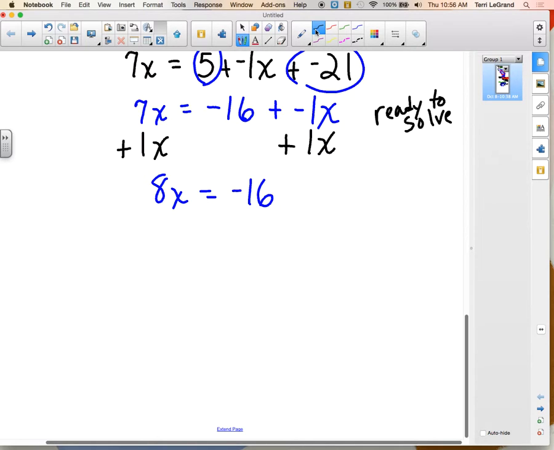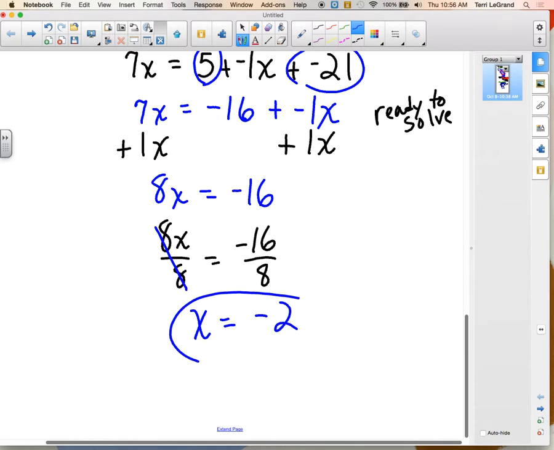Abby? Divide both sides by 8. The 8 divided by 8 becomes a 1, so that we really just have an x over there, and the negative divided by a positive is a negative, and 16 divided by 8 is 2, so we have a negative 2. Okay. We're not going to do a check for this one.